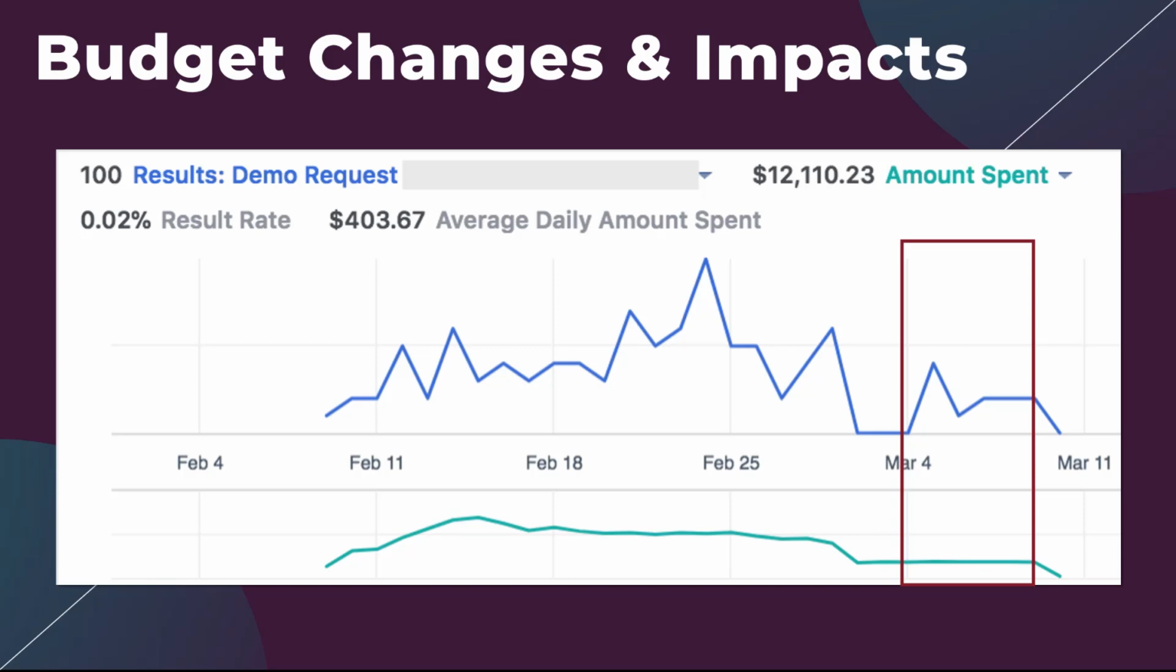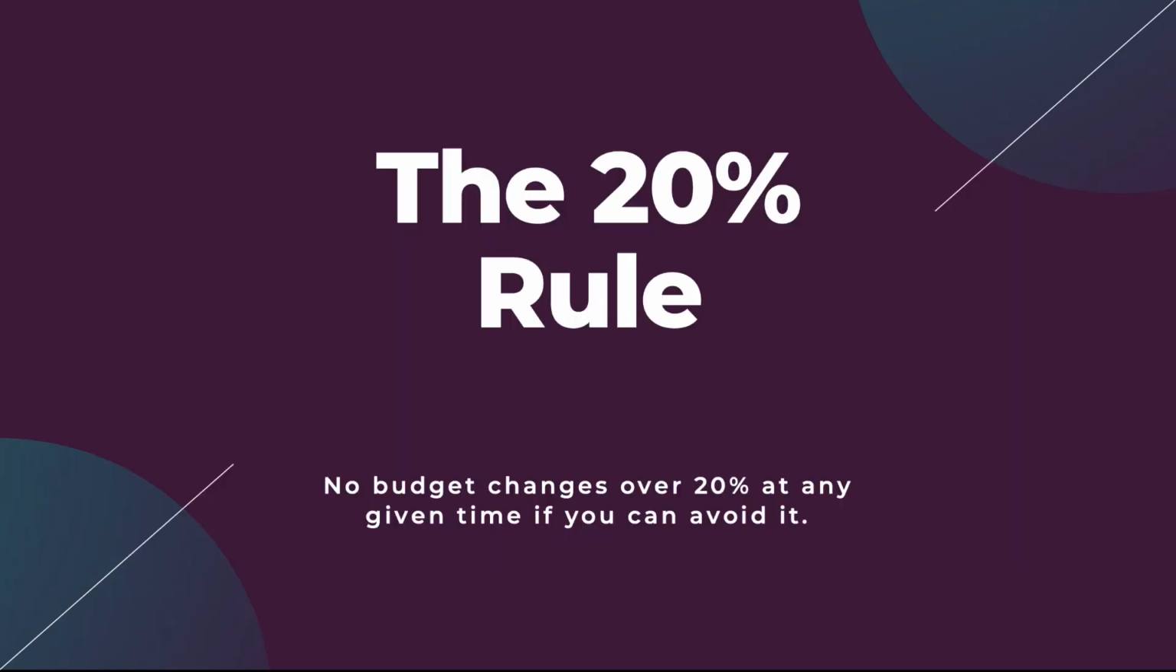So what this brings me to is the overall rule when it comes to adjusting your budgets on Facebook, whether you're going to adjust them up or down. And the good news is it's very simple. The 20% rule. Don't make any changes to your budget over 20% of what your existing budget is, whether you're increasing it or decreasing it.